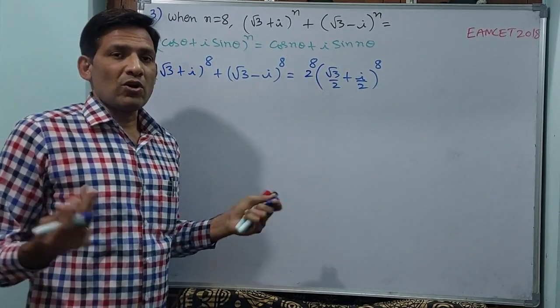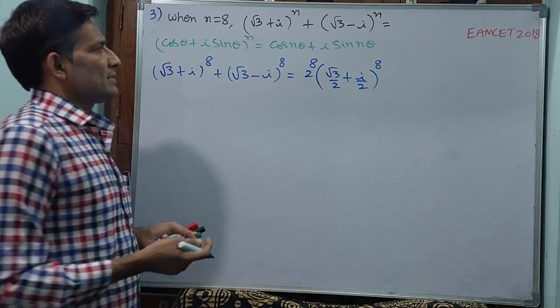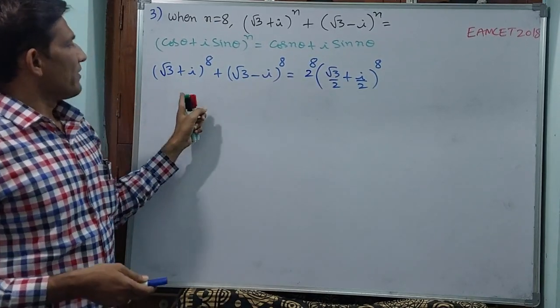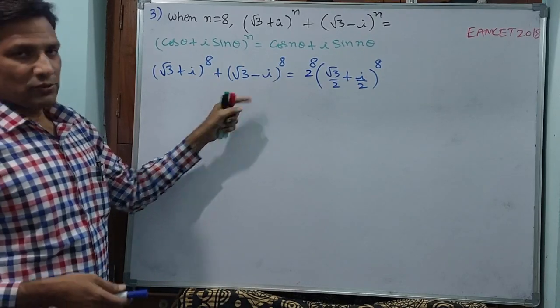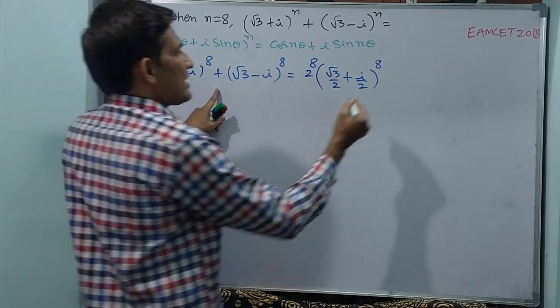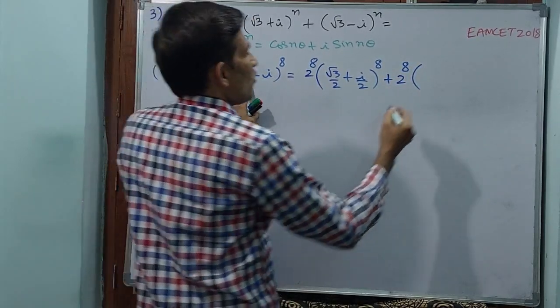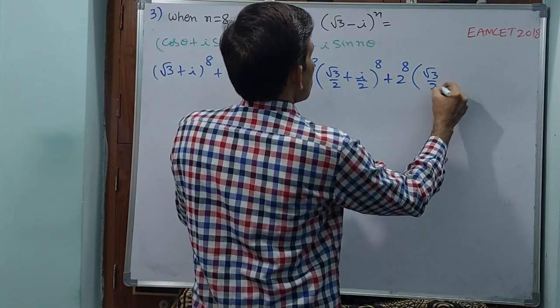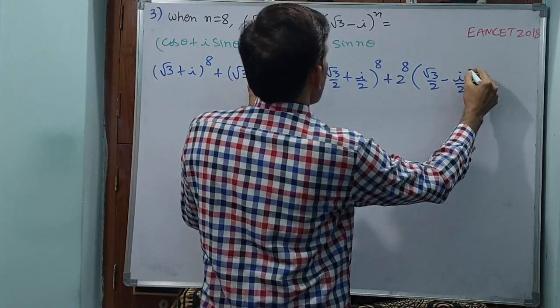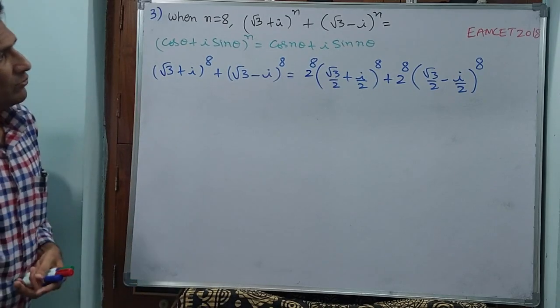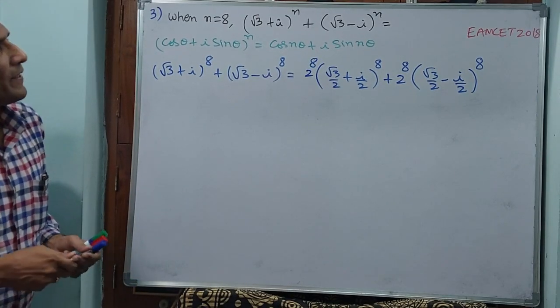Root 3 by 2 we know is cos 30 degrees, cos pi by 6. Okay, see, this is this one. 2 power 8, again you send for this also. You have to make this also. You see what I am writing? Plus 2 power 8 into (root 3 by 2 minus i by 2) whole to the power of 8. Is it okay? Definitely okay. Now you do something.